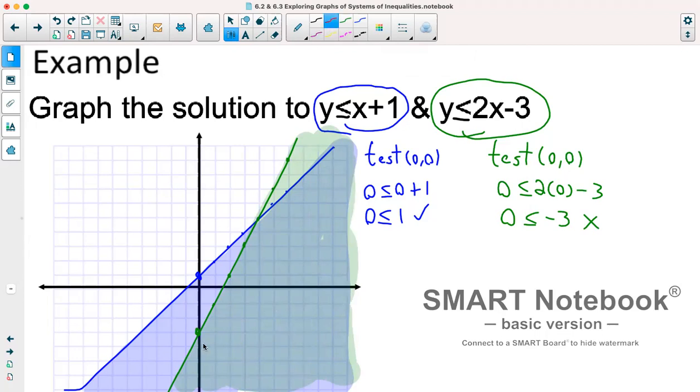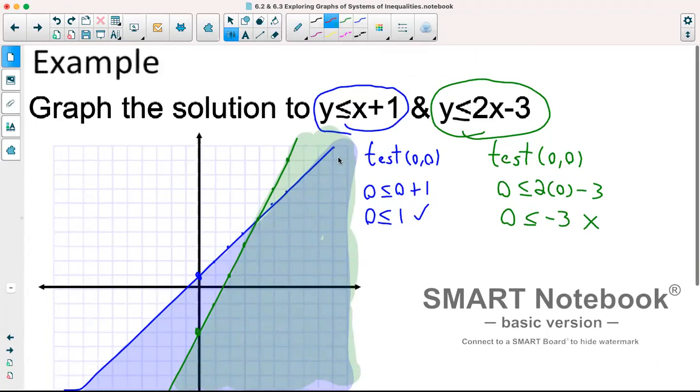Now that makes our overlapping region, this region here, our solution.